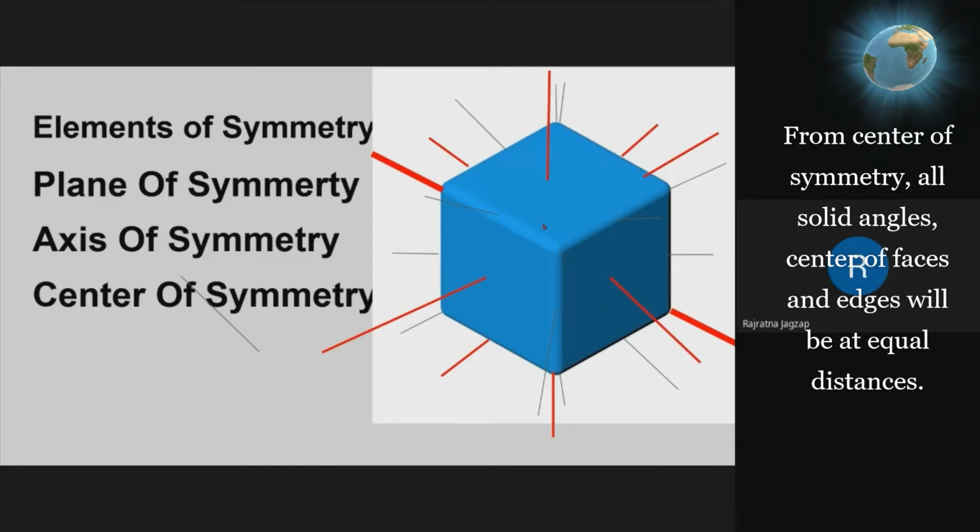So imagine that you are at the center. If you look at these corners, the solid angles, the top solid angles, you'll find that from any imaginary center, all these solid angles, either at the top side or at the bottom side, are placed at equal distances.